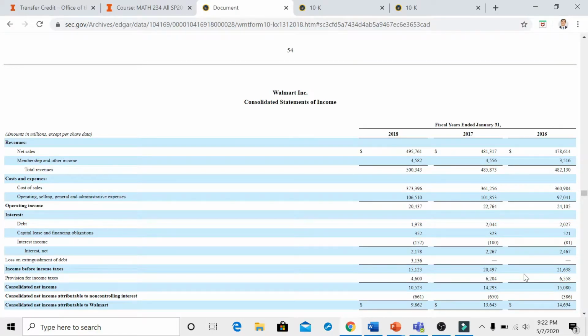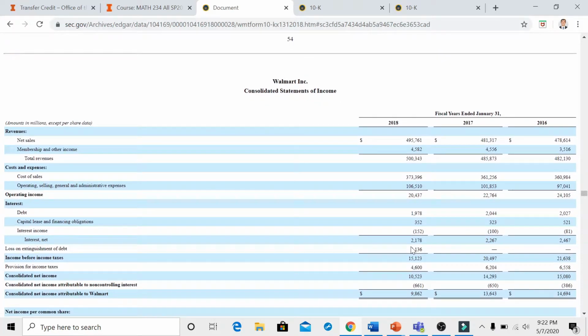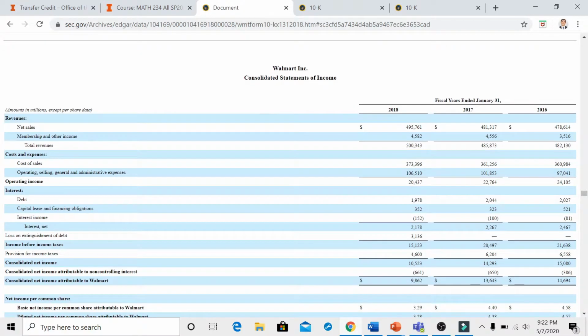So this is the first income statement that I want to show you guys. This is Walmart, biggest company in the world. You should definitely know it. And so this is the setup, right? So we have right over here our revenues. That's what we talked about. And then again, we have our costs and expenses, the cost of sales.